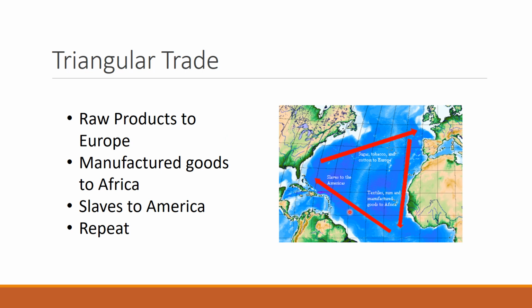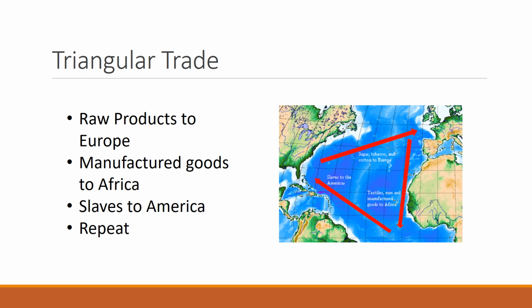Triangular trade was a process in which raw goods would be shipped from the colonies to England, and from there they would be manufactured into finished products to Africa, such as textiles, rum, and other manufactured goods. And from there the slaves would go back to the 13 colonies, where they would produce more raw materials, and it would make a triangle. This would repeat over and over.